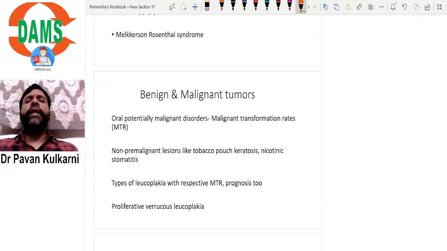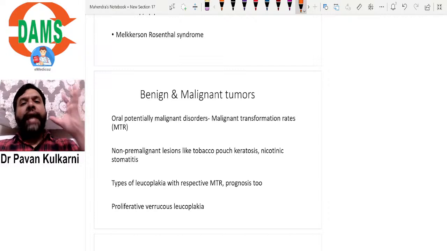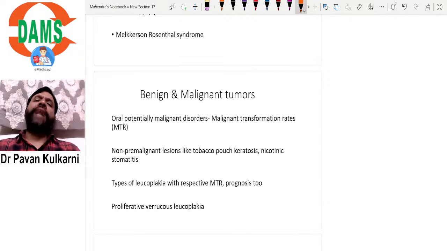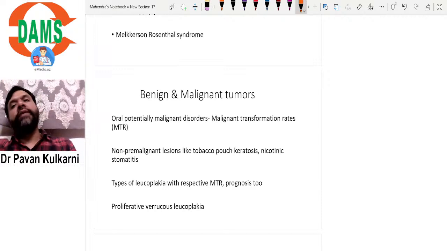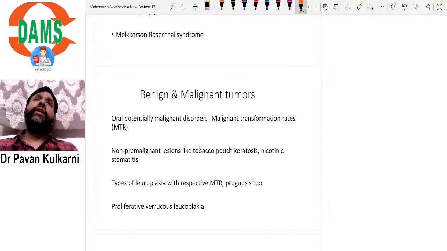Even in the order, you can expect one more question. The areas in the oral cavity with the maximum chances of dysplasia: the floor of the mouth is the maximum area. Then comes the ventral surface of the tongue, then the lateral border, then the buccal mucosa. Remember, gingiva, particularly labial gingiva, is a site where you will rarely see dysplasia.